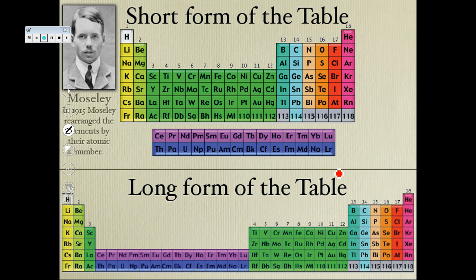The short form of the periodic table has these last 2 rows, called the lanthanide and actinide series, pulled out. If you were to put them in their proper form, this is what the long form of the periodic table would look like. And again, it just isn't convenient for textbooks and print to put those 2 rows in there, so they are pulled out towards the bottom.